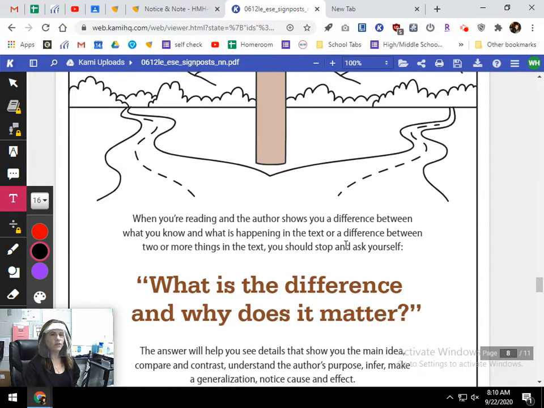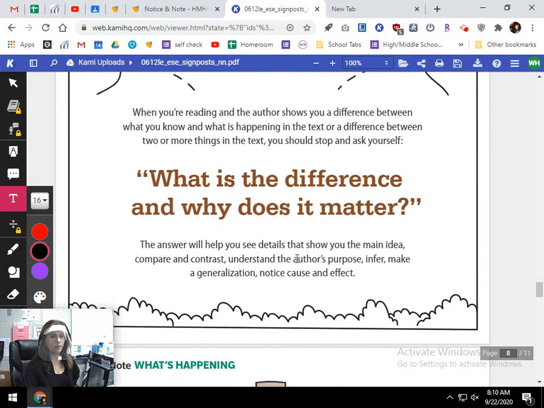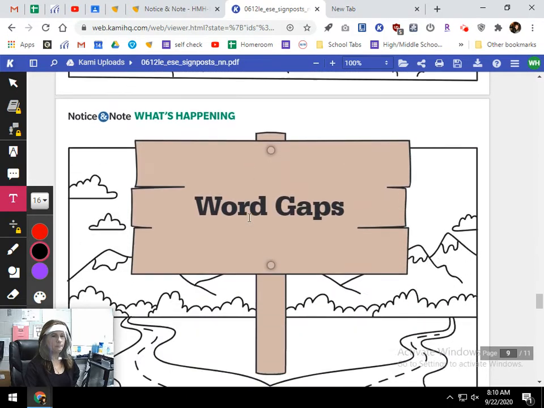When you're reading and the author shows you the difference between what you know and what is happening in the text, or a difference between two or more things in the text, you should stop and ask yourself, what is the difference and why does it matter?